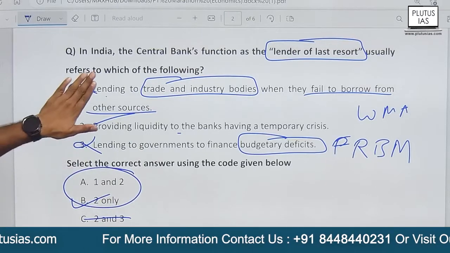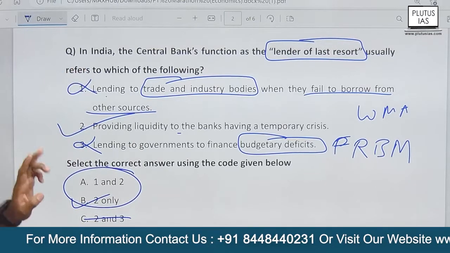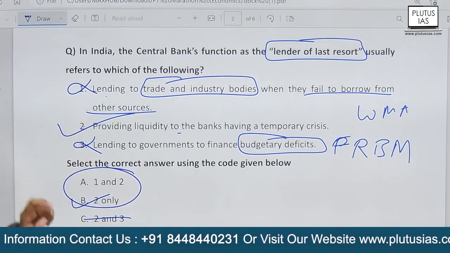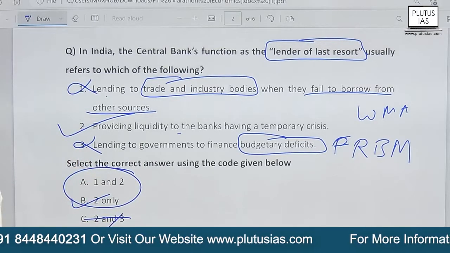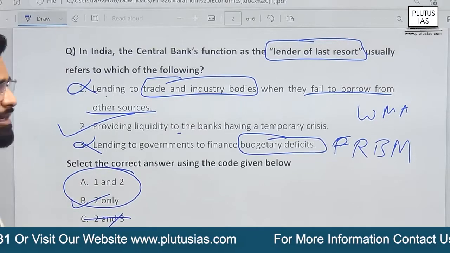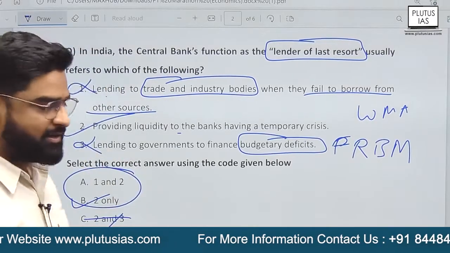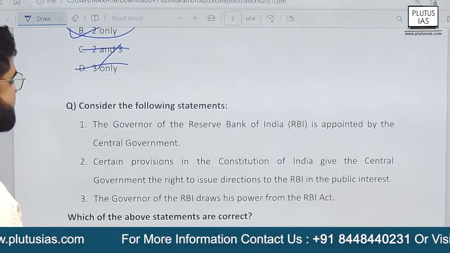If I do not know the first statement, I know second and third, then I can guess that second is right, third is wrong. So third is wrong means these two are wrong. Only A and B remain. Then I have to take a risk on A and B. So this is your calculated risk. You may take it. Next, let us see.